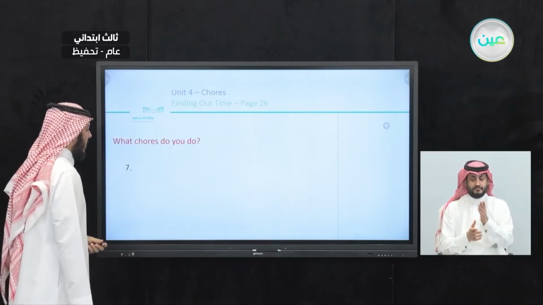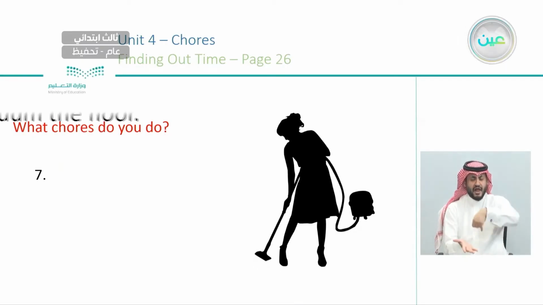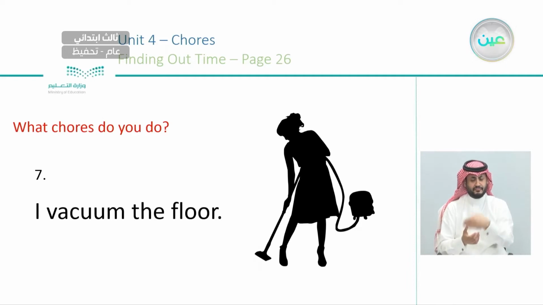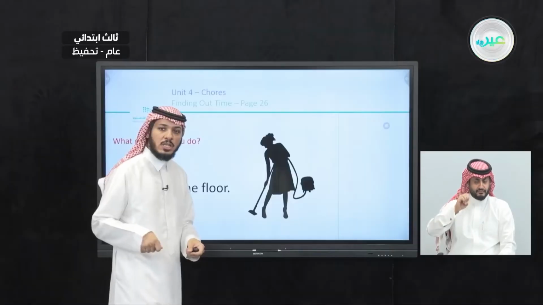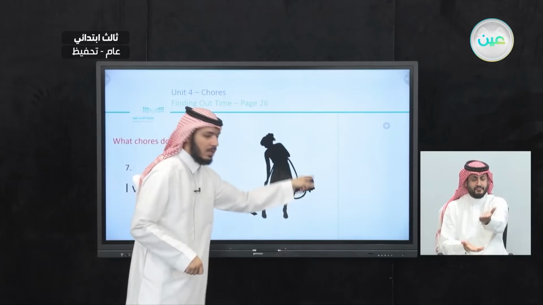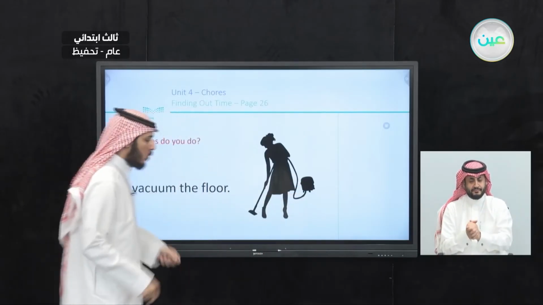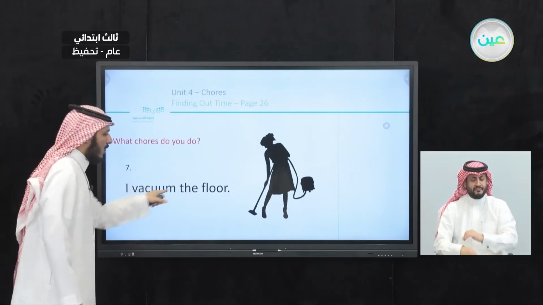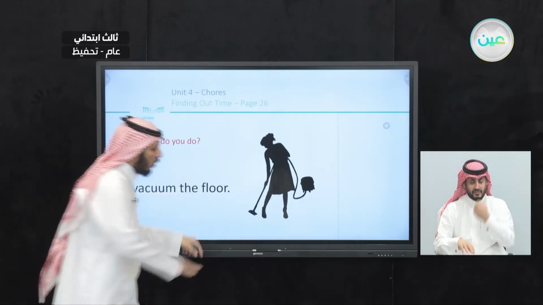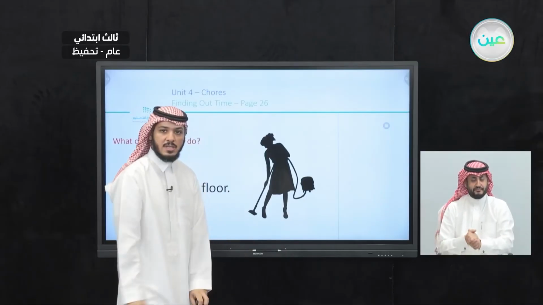Okay, number 7, we have a woman here. She's what? Yes, I vacuum the floor. So she's using the vacuum cleaner. Okay, so this is a vacuum cleaner. She uses it to clean the floor. So I vacuum the floor. This is the floor, underneath me.